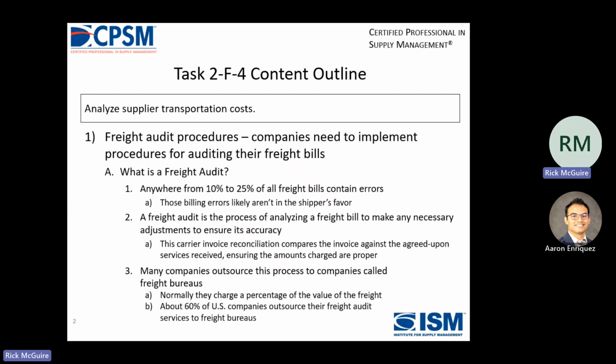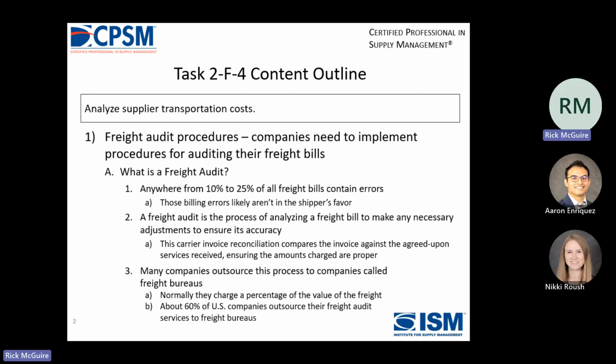Anywhere from 10 to 25% of all freight bills contain errors. So it's pretty easy to get an error in a freight bill. Those billing errors aren't in the shipper's favor. They never seem to be. Inventory errors, shipping errors, they're never in our favor. A freight audit is the process of analyzing a freight bill to make any necessary adjustments to ensure its accuracy.